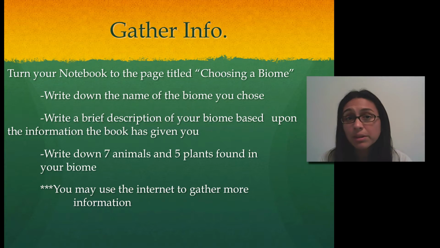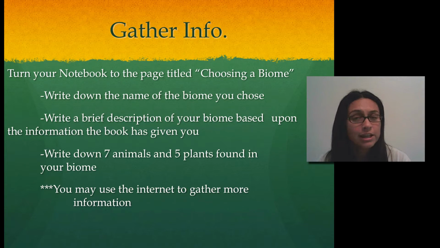Okay? Now for some of these biomes, the book gives you enough information to complete this just from the book. Others, you have to do a little bit more research. So if you choose one where you can't find 7 animals and 5 plants in the book, go ahead and use the internet. You're going to have to do a little bit of background research anyway as you complete the project. So finding sites where you can find information will be good to locate right now to help you throughout the project. Okay? So you'll write down 7 animals and 5 plants.